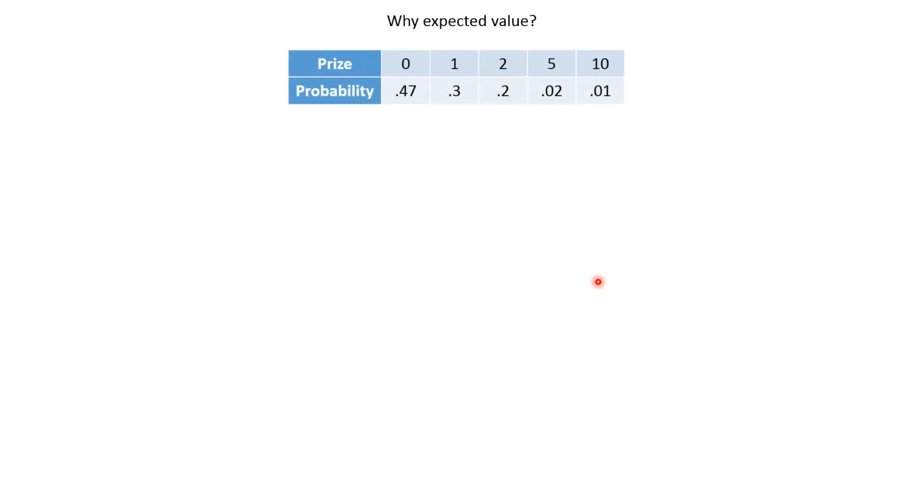However, what if we had a carnival game or card games where we don't have a finite number of data points so much? We just have overall probabilities. In this carnival game, you can win money. You can win either $0, which would mean that you lost the carnival game, or you could win $1 or $2 or $5 or $10.